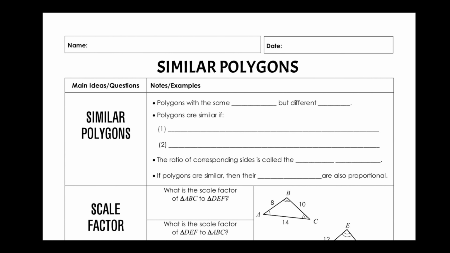Which way are you looking at it? Did you go from the big one to the small one, meaning it shrank? Or did you go from the small one to the big one, meaning it got enlarged? Okay? And we call this similar polygons.